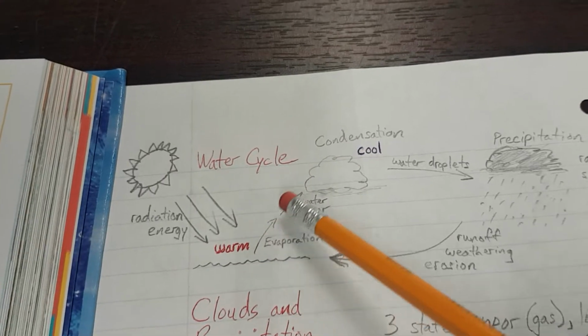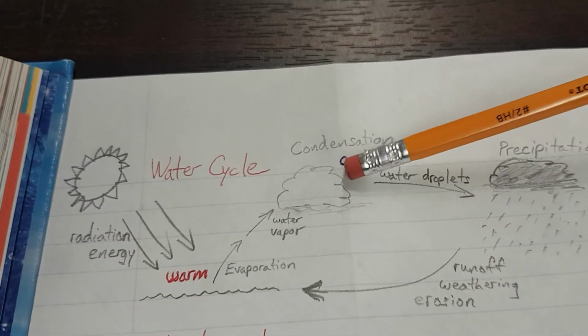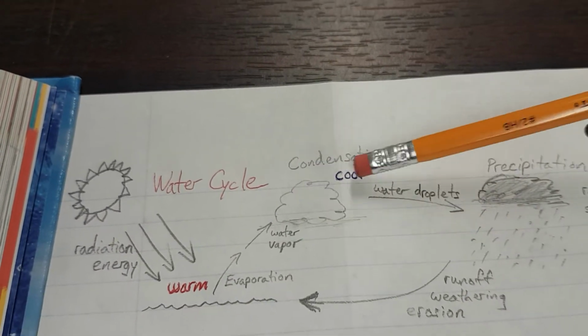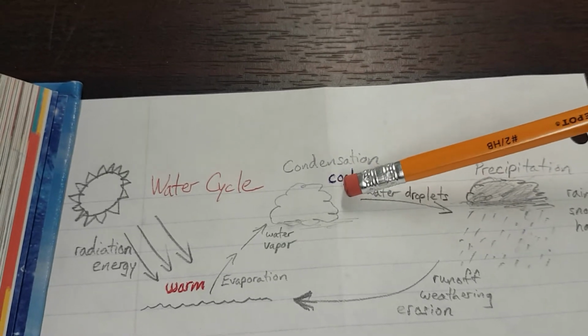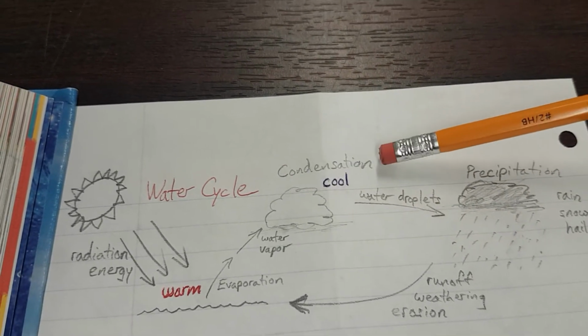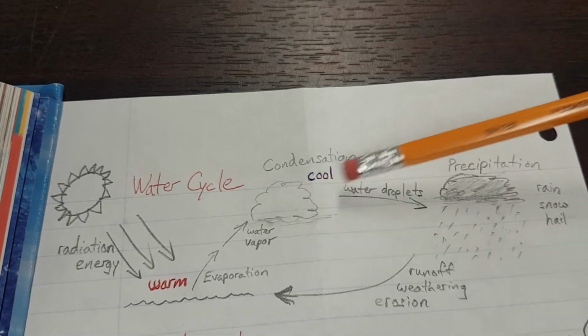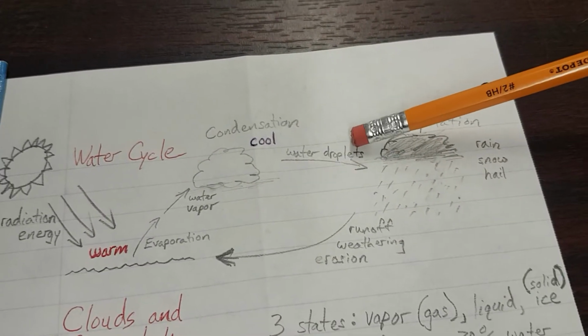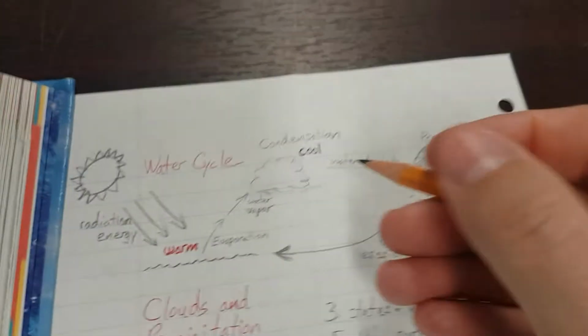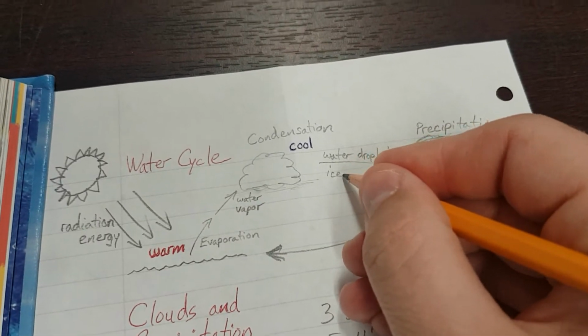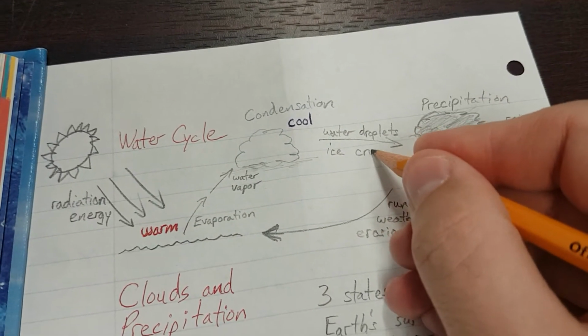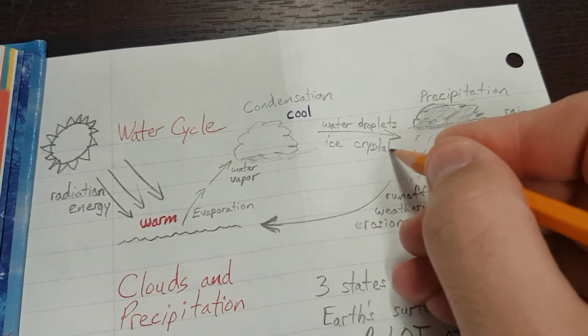As that warm air with the water vapor in it rises, it gets to the outer atmosphere and it cools. That cooling condenses the water vapor and it becomes tiny little water droplets, or maybe tiny little ice crystals. Okay, so we just described what causes clouds to form.